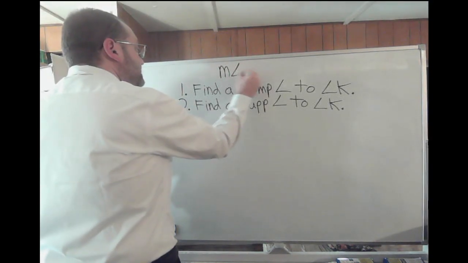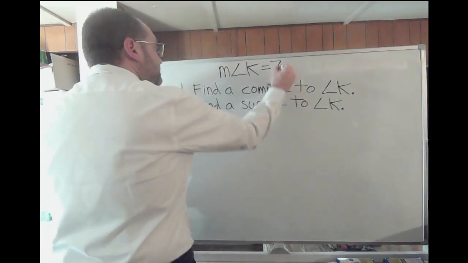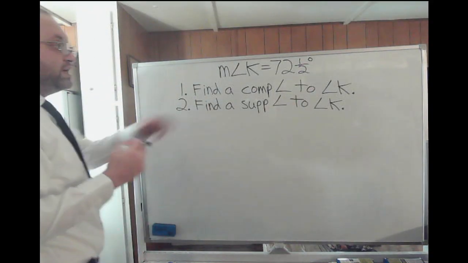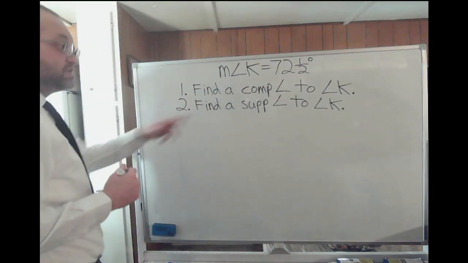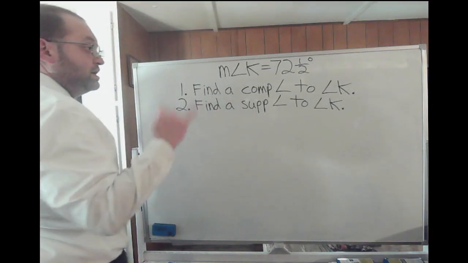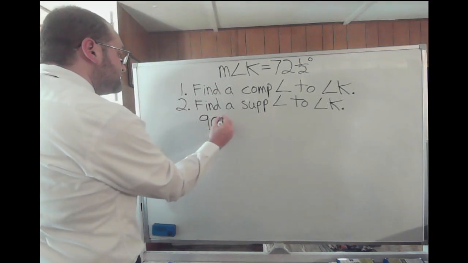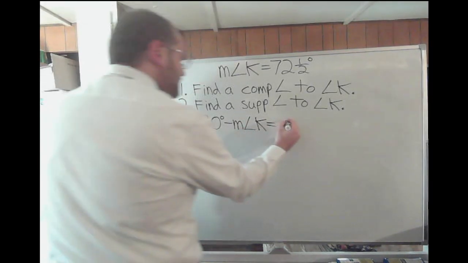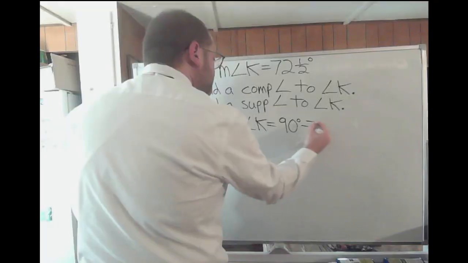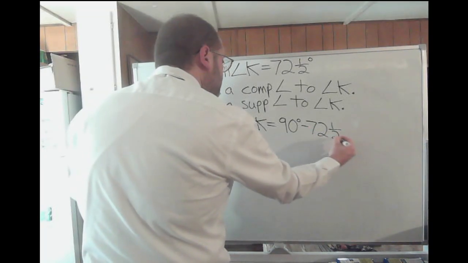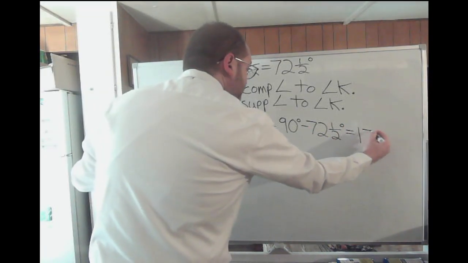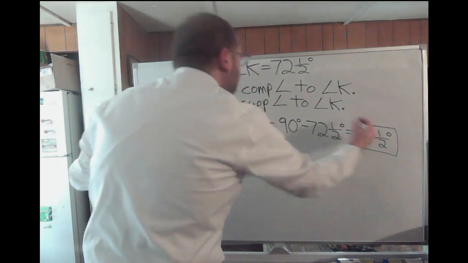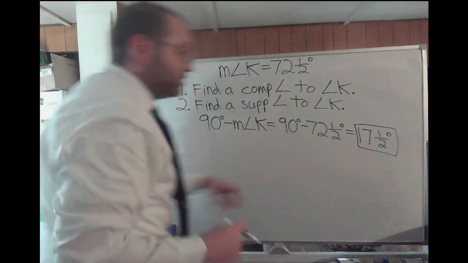Okay, this particular time, measure of angle K equals 72.5 degrees. So the measure of angle K equals 72.5 degrees. So let's find the complement to angle K, which means we're going to take 90 degrees minus the measure of angle K, which means then we'll get 90 degrees minus 72.5 degrees, which should give us 17.5 degrees. So the complement of angle K is going to be 17.5 degrees.